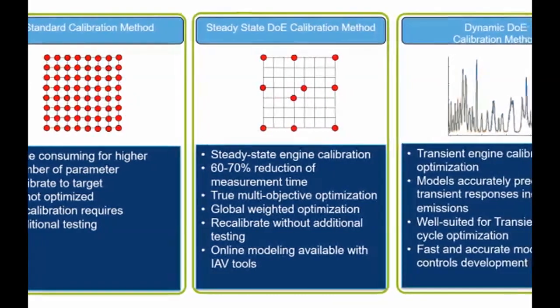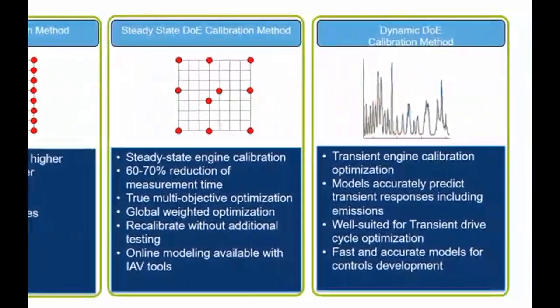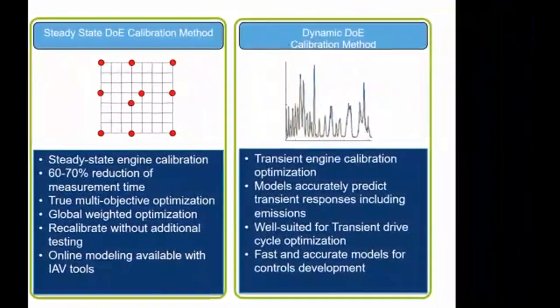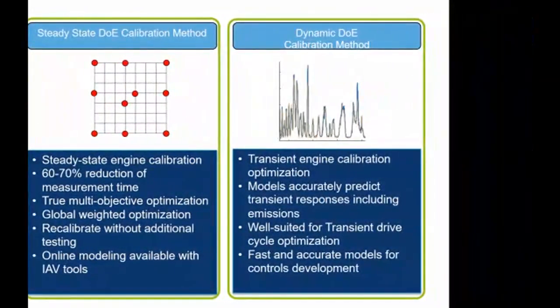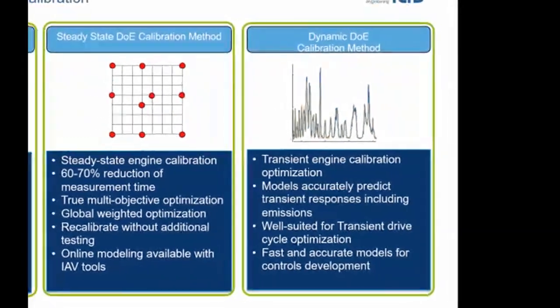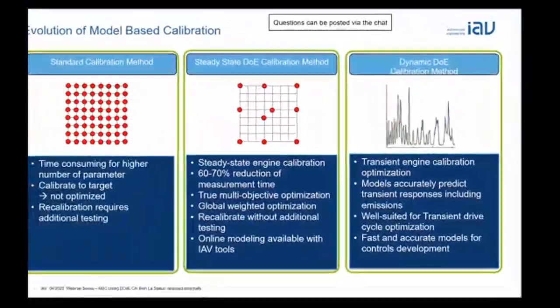However, steady-state DoEs are insufficient for the simulation of dynamic processes, for example, exhaust gas emissions that closely match drive cycles or real-world transient operation. IAV has shown in the past that the dynamic DoE calibration method can provide a model that accurately predicts the transient response of the engine. Furthermore, the resultant dynamic model can be utilized for controls development.